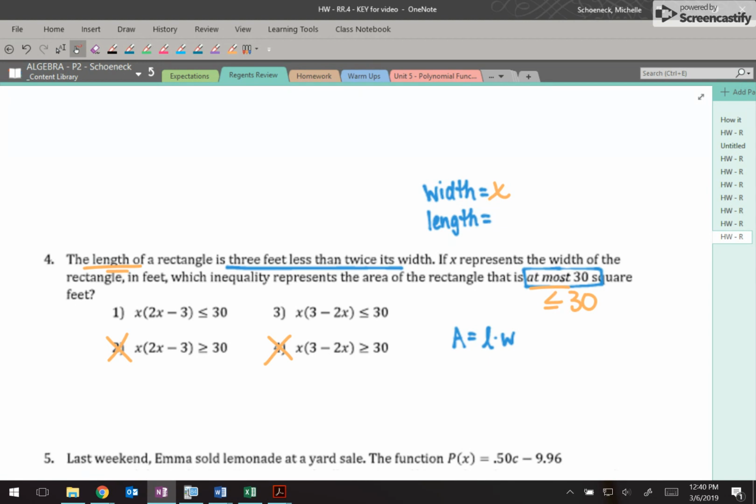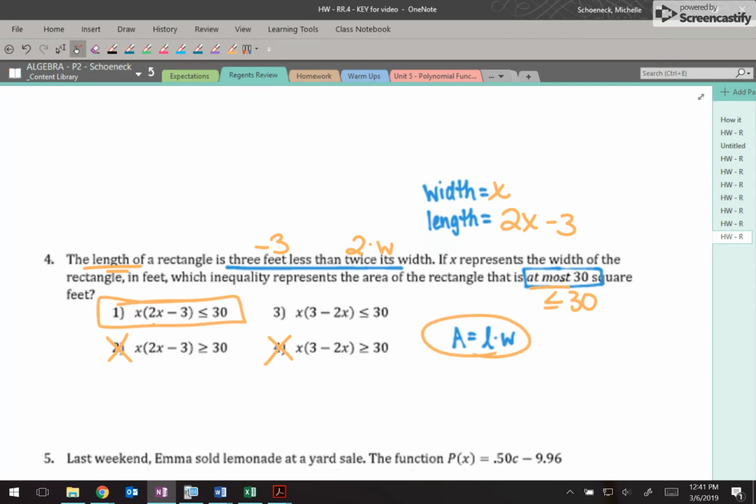Okay. Now we need to decide what 3 feet less than. So 3 feet less than means -3, and twice its width means 2 times its width. All right, so my length is 2 times the width, which is x, and then -3. So we're looking for x and 2x minus 3, which is answer choice number 1 here.